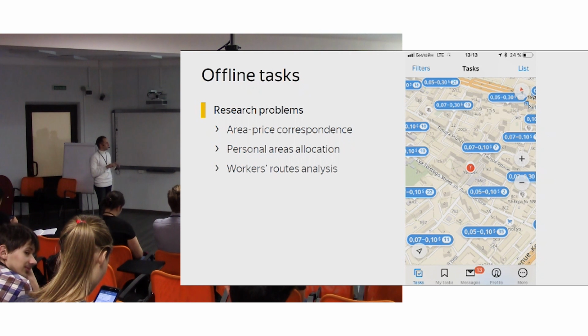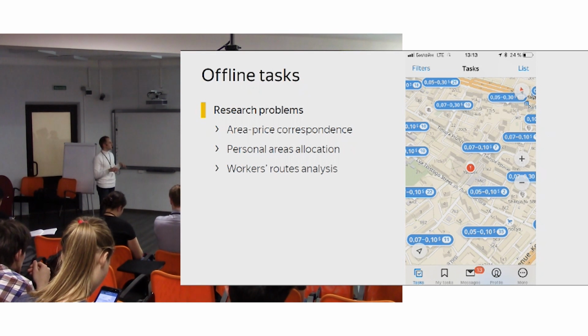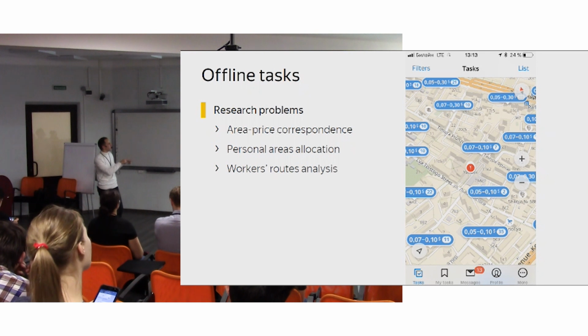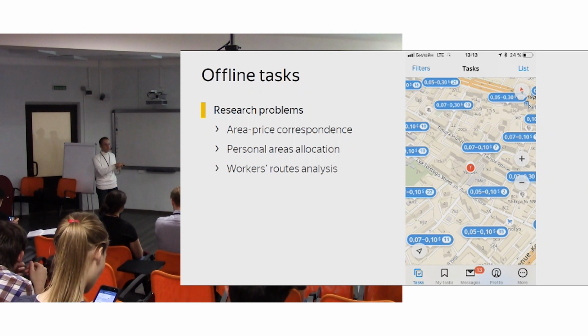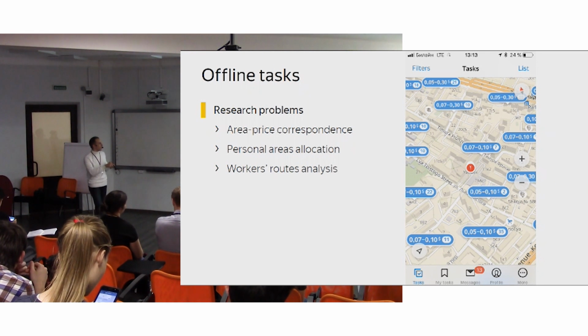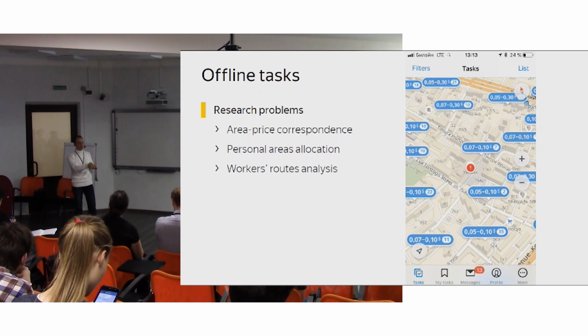And there are a huge number of research problems about how to allocate these tasks to workers. For example, how does area correspond to the price of the task? For example, why does this worker go to this area? Does he like tasks there? Or does he just live there, so he takes tasks just on his way home?